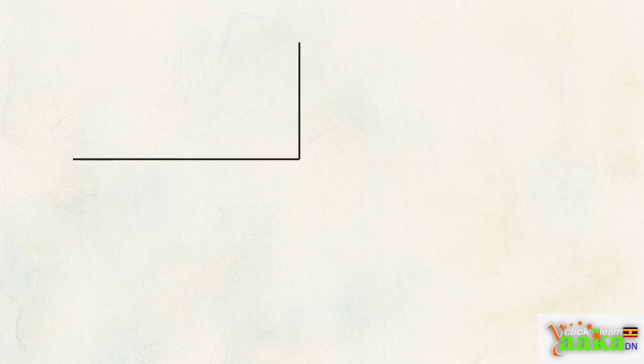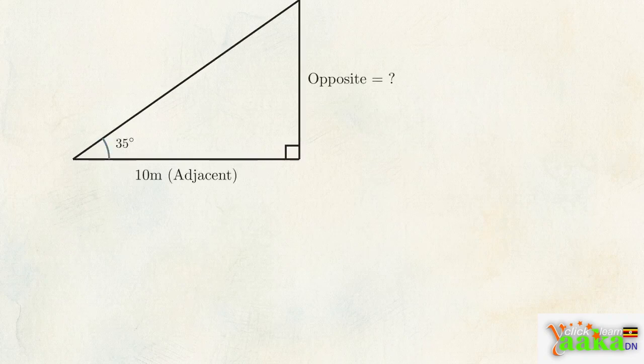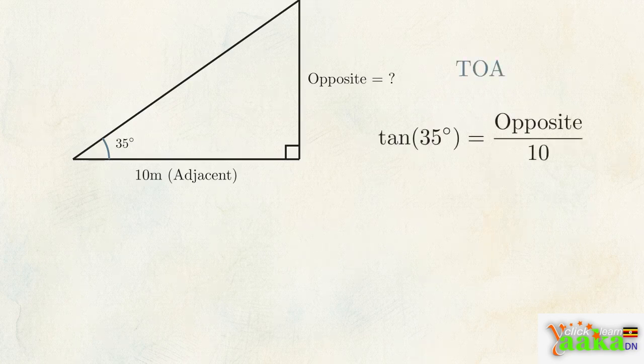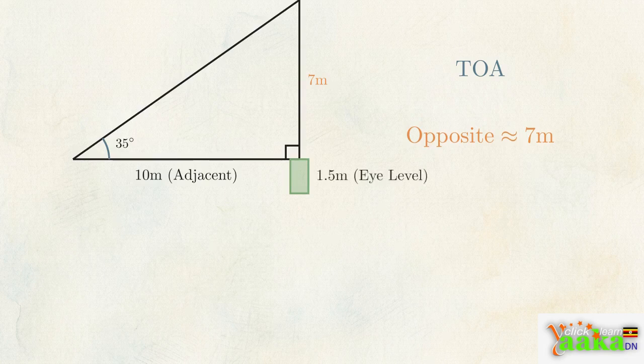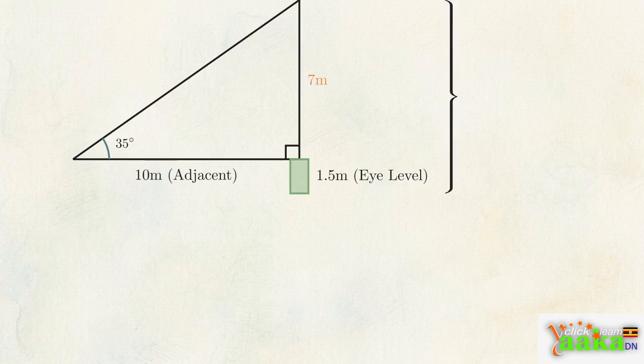Let's review the solution. Based on your sketch, you have the adjacent side of 10 meters, and you need the opposite side. Using the tangent ratio, you multiply 10 by the tangent of 35 degrees. This calculates out to 7 meters for the vertical side of your triangle. But your triangle doesn't start at the ground, it starts at the student's eye level. We must add that 1.5 meters back directly underneath our triangle. 7 plus 1.5 gives a total flagpole height of 8.5 meters.